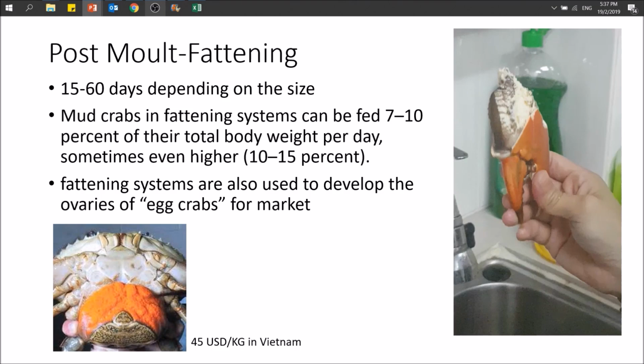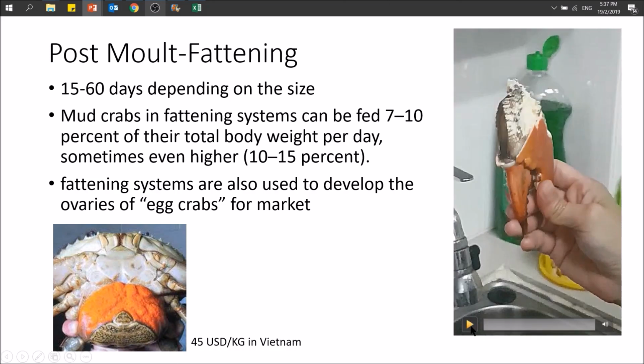In some systems, it is also possible to fatten females to achieve what they call a full egg mass in the body, as seen here. So this is a video on how a water crab can be fattened up to this fullness. So that's all for this lecture.